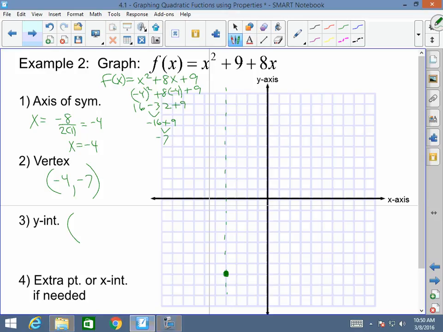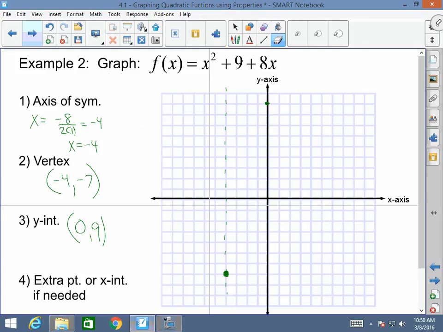Y-intercept. The y-intercept in this case is the c value, so that's (0, 9). Or you can literally just plug in 0 for x, and you'll see that when x is 0, y equals 9 as well. Either way, (0, 9) is here. Now, I'm going to erase this. This is 1, 2, 3, 4 to the right. So what's its mirror image? 1, 2, 3, 4 to the left of its axis of symmetry.